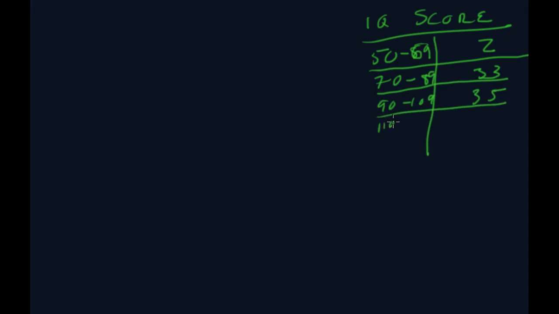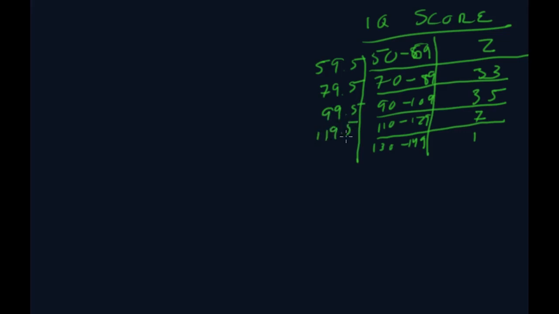From 110 to 129, there were 7 people. And then from 130 to 149, there was 1 person. So this gave us the distribution. All we're going to do here is look at the midpoint of each of these classes. The midpoint of this one would be 59.5. The midpoint of this one would be 79.5. Of this one would be 99.5. Of this one would be 119.5. And of this one would be 139.5.